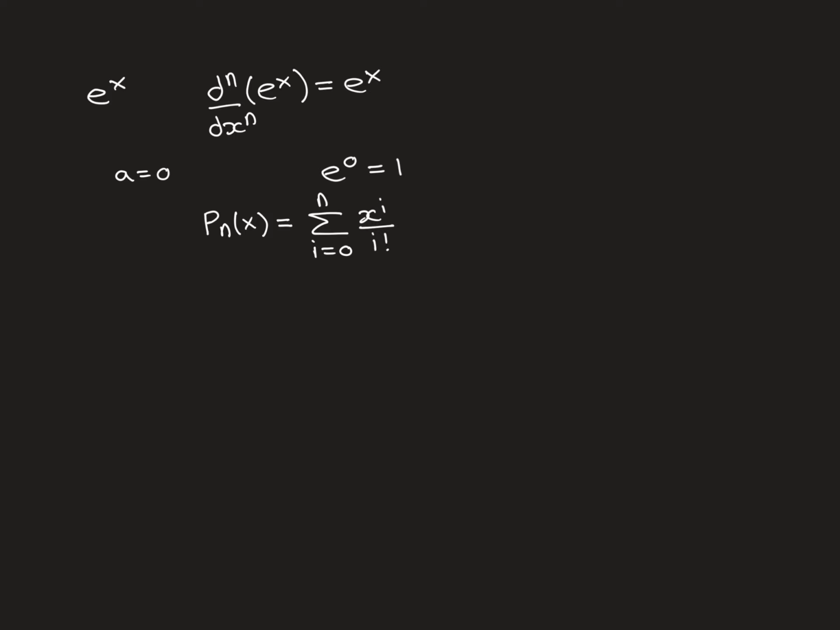And now the question that we are really interested in is understanding why this infinite power series, the sum from i equals 0 to infinity of x to the power of i over i factorial, converges to e to the x for all x an element of the real line. That's the question we want to answer.